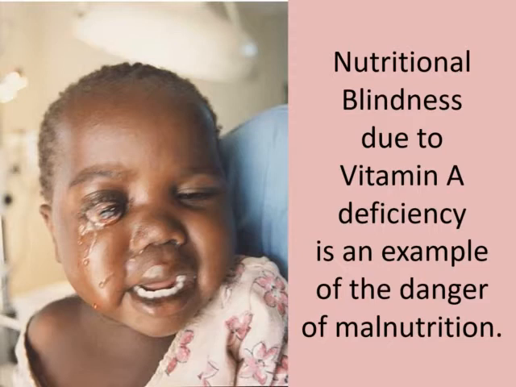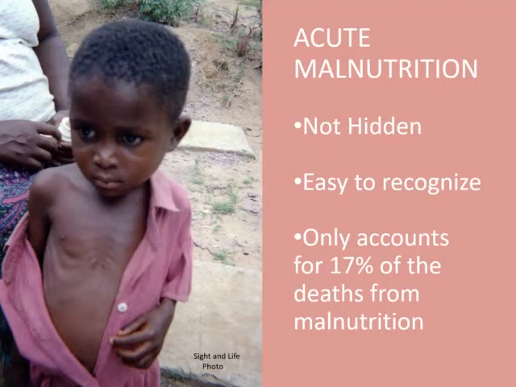demographics, similar distribution, similar causes. It's due mainly to vitamin A deficiency, but also multiple micronutrient deficiencies. And this is not seen any longer in the developed world, but it is still encountered in communities fighting chronic malnutrition. Now, acute malnutrition is not hidden, it's easy to recognize, but it only accounts for 17% of the deaths from malnutrition because, thankfully, it is not that common.